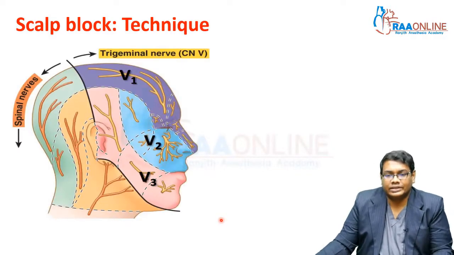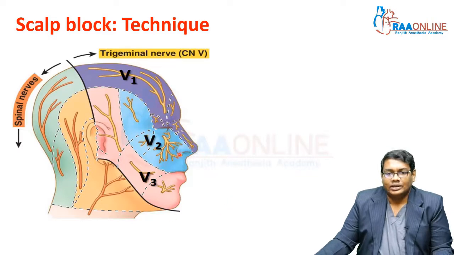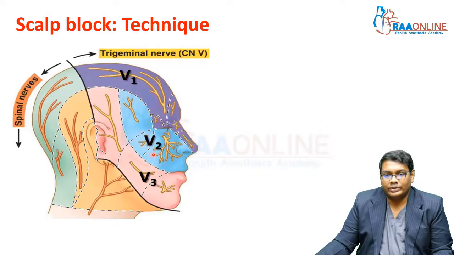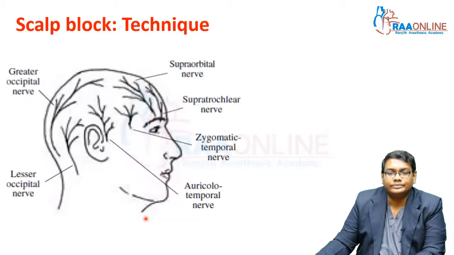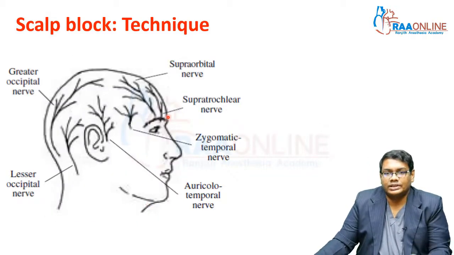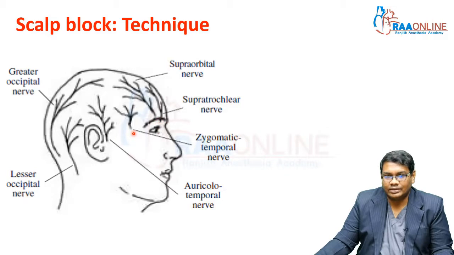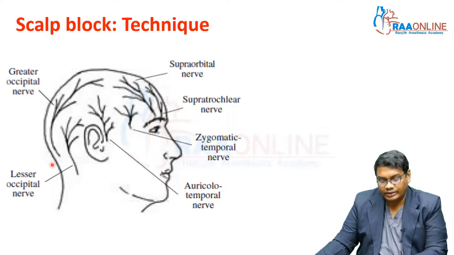So, this is the innervation of the scalp. The anterior part is covered by the trigeminal nerve, V1, V2 and V3, and the posterior part is covered by the spinal nerves and occipital nerves. We will see one by one. So, it is the supratrochlear nerve, supraorbital nerve, zygomaticotemporal nerve, auriculotemporal nerve, lesser occipital and greater occipital nerve. These 6 nerves are our primary target.